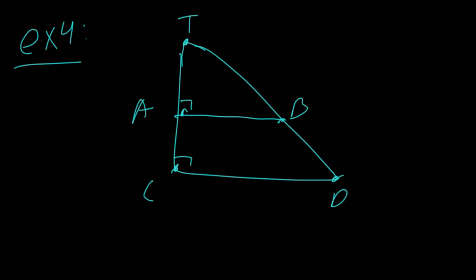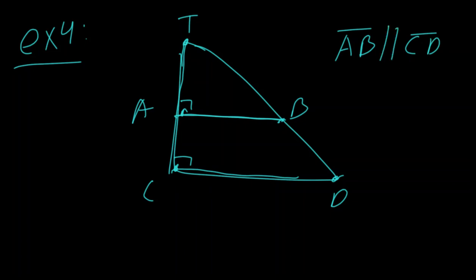And here's my question to you. What conjecture can you make about this line coming off a right angle and that coming off a right angle? What conjecture could you make, or that means a guess, what guess could you make about line AB and line CD? And if you said they are parallel, you are 100% right.